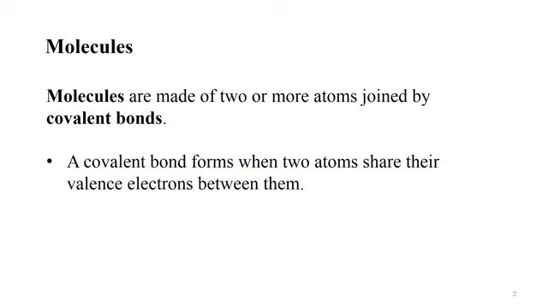What is a molecule? When two or more atoms are joined by covalent bonds, a group of connected atoms is called a molecule. A covalent bond is formed when two atoms share their valence electrons between them.